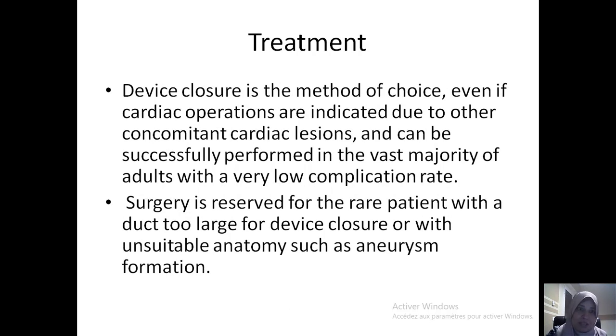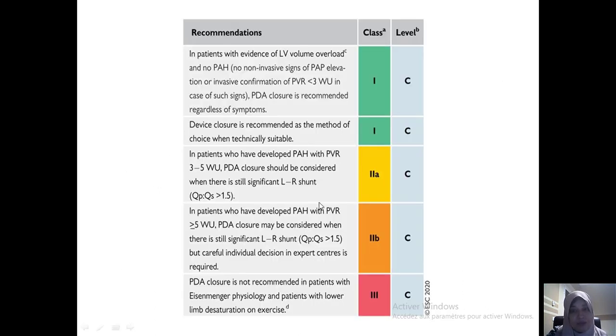What about the treatment? Device closure is the method of choice, even if cardiac operations are indicated due to other concomitant cardiac lesions, and can be successfully performed in the vast majority of adults with a very low complication rate. Surgery is reserved for the rare patients with a PDA too large for device closure or with unsuitable anatomy such as aneurysm formation. And here we have a summary of the European Society of Cardiology guidelines according to the indications of the closure.